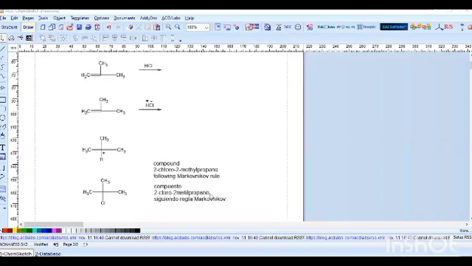Finally, the product 2-chloro-2-methylpropane. The result of this reaction is the compound 2-chloro-2-methylpropane, which is a tertiary alkyl halide. This electrophilic addition reaction is a classic example of the addition of a hydrohalic acid to an alkene, where the electrophile binds following Markovnikov's rule.